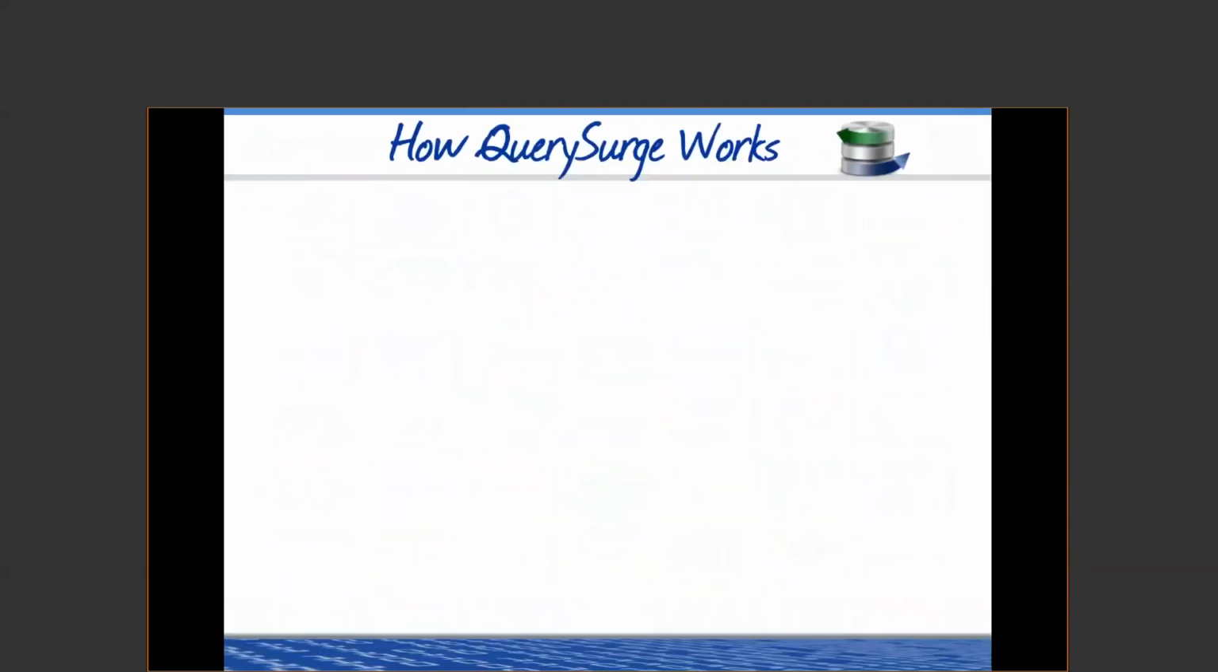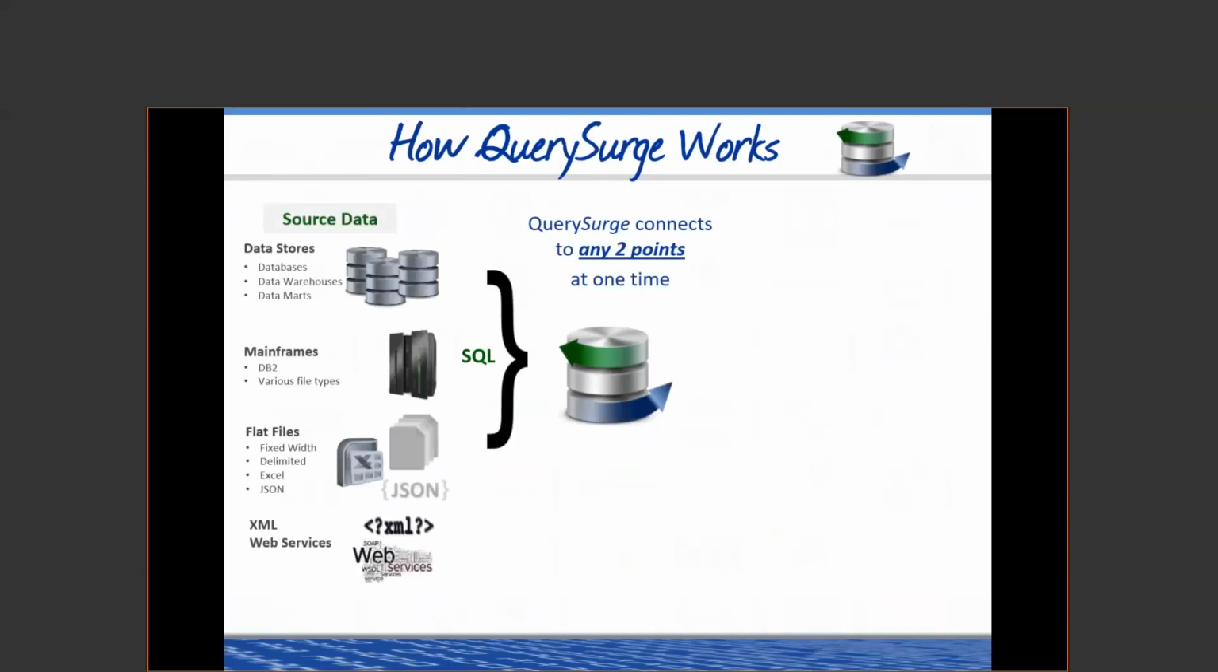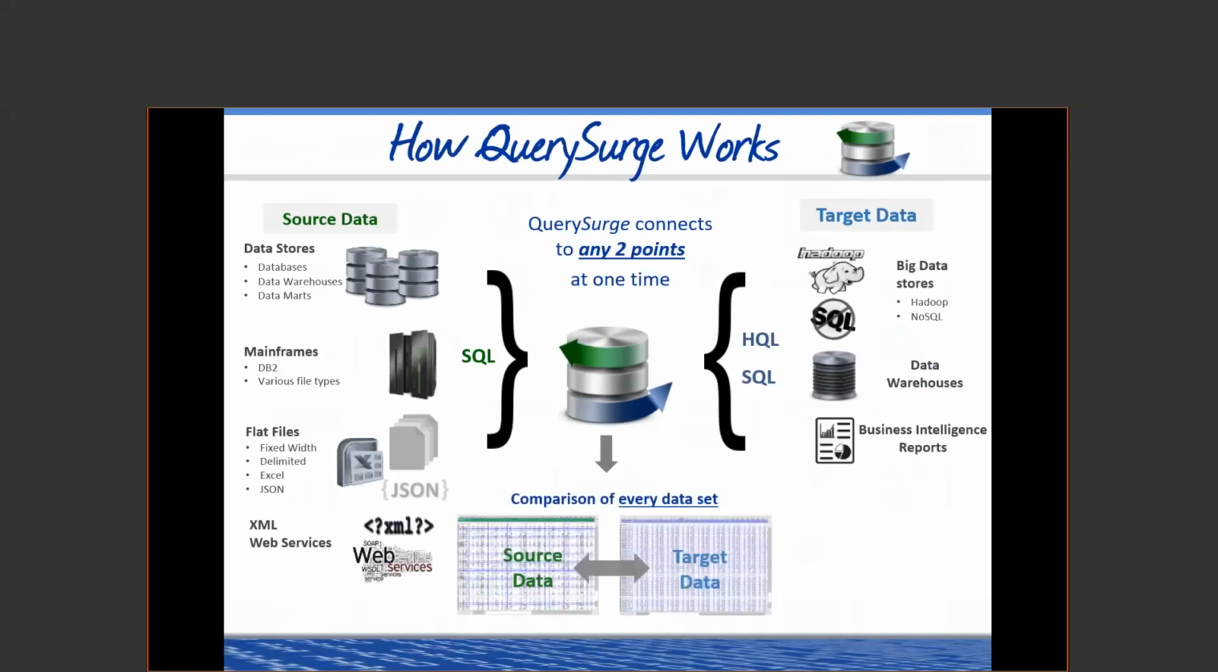So how does QuerySurge work in regards to data testing? Well, QuerySurge has a concept of a test, which we call a query pair. And what this test does is it connects to any two data points at the time of execution. So when you design the test, you'll specify a source system, which could be a traditional database, a mainframe, flat file, or web service. And you'll also specify a target system, which could be a data lake, a data warehouse, or a BI report. And at the time of execution, what QuerySurge will do is it will request data from both source and target systems, and it will retrieve that data in a comparable result set.